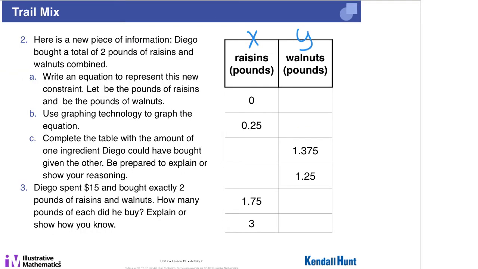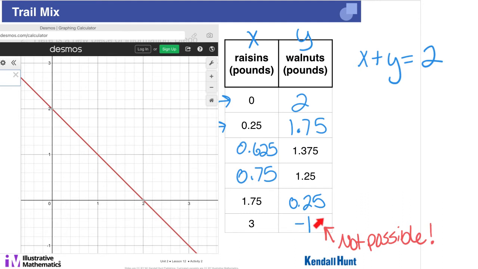Now with Diego, we're going to talk about what's going to happen if he buys 2 pounds of raisins and walnuts combined. So X is still going to be the pounds of raisins, Y is still going to be the pounds of walnuts, but we're not going to worry about how much he's spending. We just want to know what are the possible combinations that could get us to 2 pounds. So for example, if he has 0 pounds of raisins, that would mean you have to have 2 pounds of walnuts to have 2 total pounds. If he has 0.25 pounds of raisins, that means he needs 1.75 pounds of walnuts to have them add up to 2 pounds. Here's your completed table.